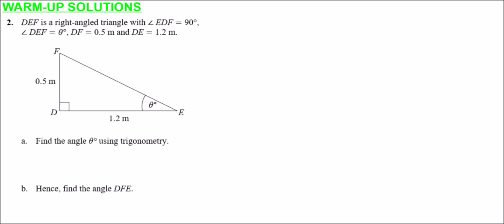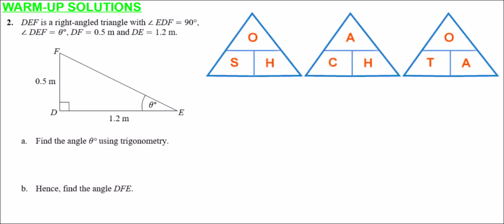So again, let's just remind ourselves of the SOH-CAH-TOA triangles. Here they are. So let's work out what we know in relation to this angle. We need to find theta. Opposite to the angle theta is the side DF, which is 0.5. So I'm going to label the opposite side O for opposite. Hypotenuse, the longest side, I'm going to label H for hypotenuse. The other side has to be A.